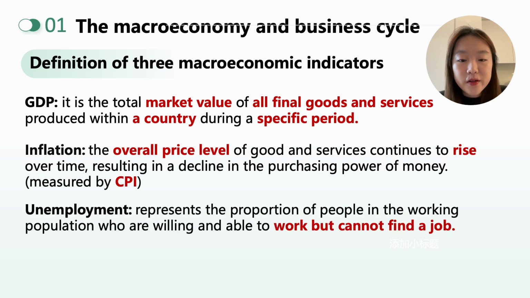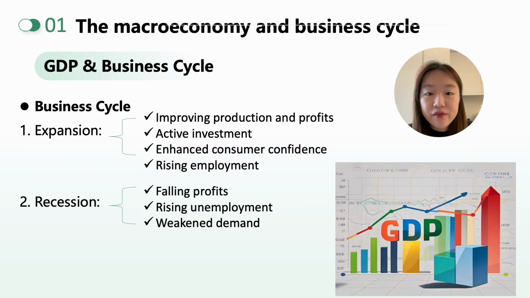The third indicator is unemployment. The unemployment rate represents the proportion of people in the working population who are willing and able to work but cannot find a job. Now, I will explain how changes in each of these macroeconomic indicators can provide insight into the business cycle.